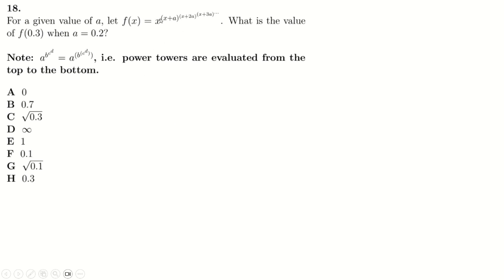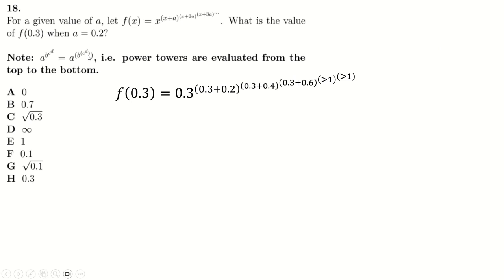Question 18 is a fun one. So we substitute in 0.2 and 0.3 and we get this. Now, the key here is 0.3 plus 3 lots of 0.2 is 0.9, which is this one. And the next one is 0.3 plus 4 lots of 0.2, which is 1.1. And the next one's also going to be bigger than 1, and then bigger than 1, bigger than 1, and so on. So what's going to happen here?